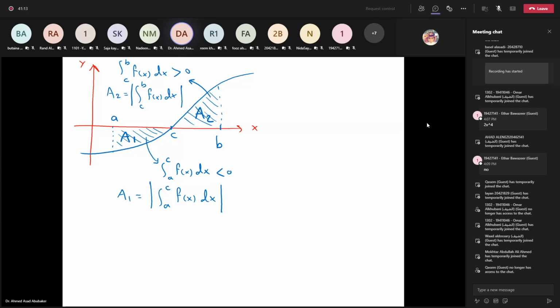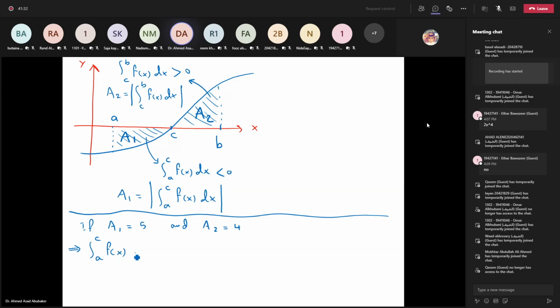Okay. For example, if A1 equals 5 and the area 2, A2 equals 4, so we can conclude that the integral from A to C of f of x dx equals 5 or negative 5? Negative 5. The integral equals negative 5 because the curve is under the x-axis, but the area equals 5 with the absolute value.